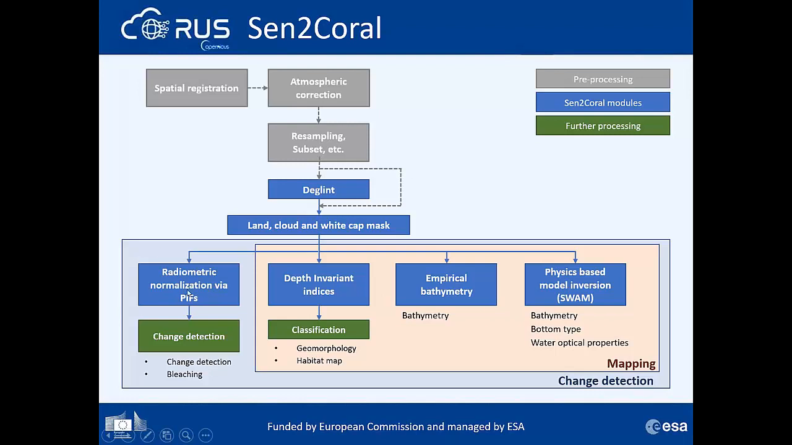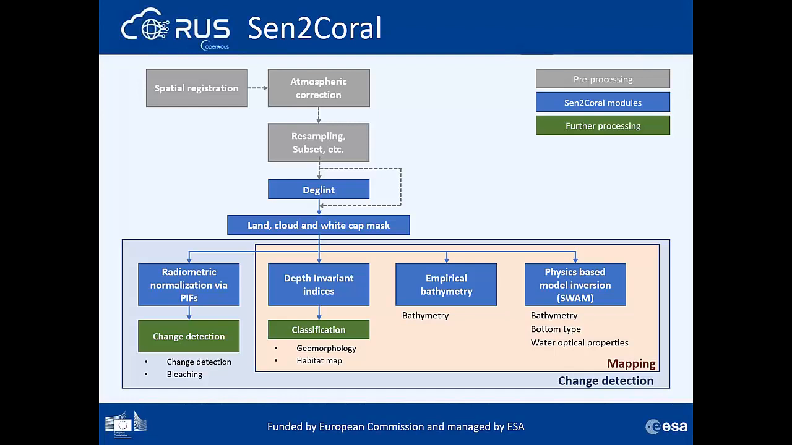We will have a look first at the depth invariant indices, then at empirical bathymetry, and finally at the radiometric normalization via pseudo invariant features. We will not have a look into the physics-based model inversion or SVAM, since this is a bit more advanced and it would certainly deserve its own webinar at some point in the future.